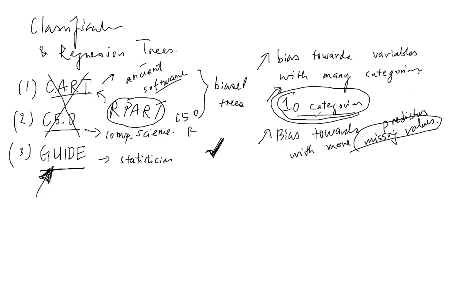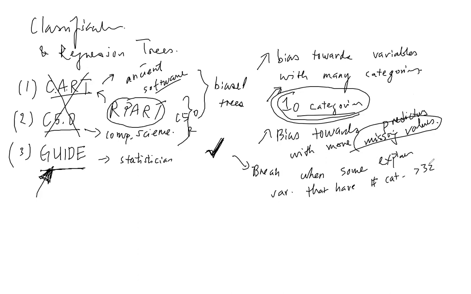All right, and then the other thing is these two programs will break when you have some explanatory variables that have a number of categories greater than 32. This is basically a consequence of how they grow their trees.